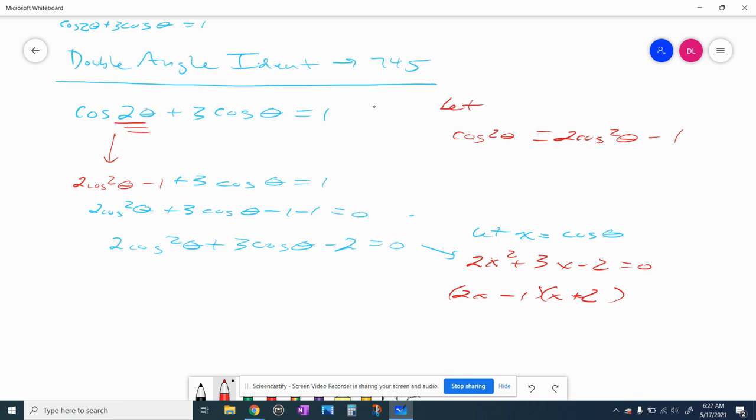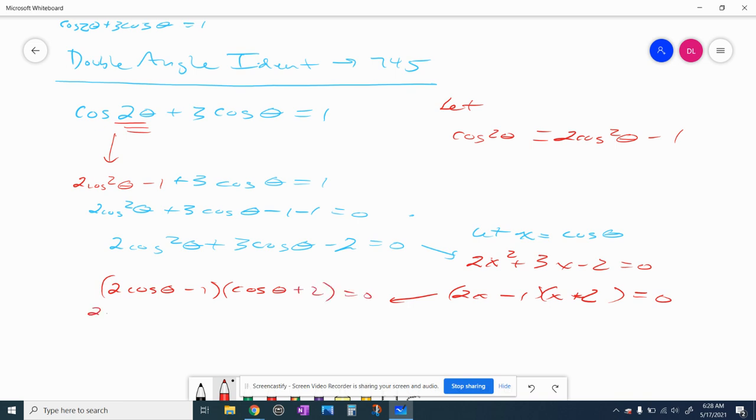So let's double check my math. 2x times x is 2x squared. Negative 1 times 2 is negative 2. And then negative 1x plus 4x gives me 3x. So those are my factors. Now I'm going to reinsert everything back into this one, but using cosine. So then I get 2 cosine of theta minus 1, times cosine of theta plus 2, equals 0.